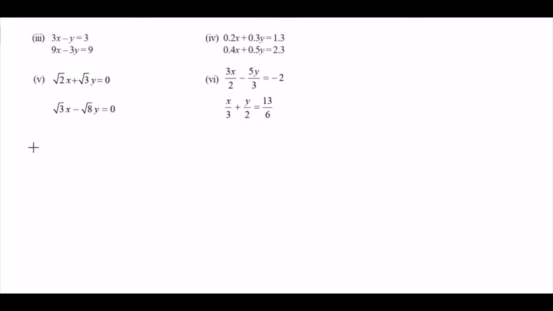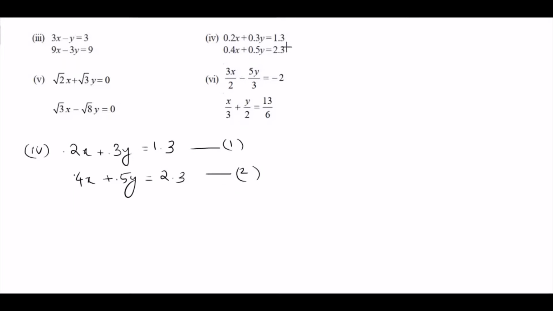The fourth question is 0.2x plus 0.3y is equal to 1.3 and 0.4x plus 0.5y is equal to 2.3. So let this be the first and second equation. Now here, when you compare the ratios, you can see 0.2 by 0.4, 0.3 by 0.5. So this is not equal. That means you'll get a unique solution. So let's use the substitution method.